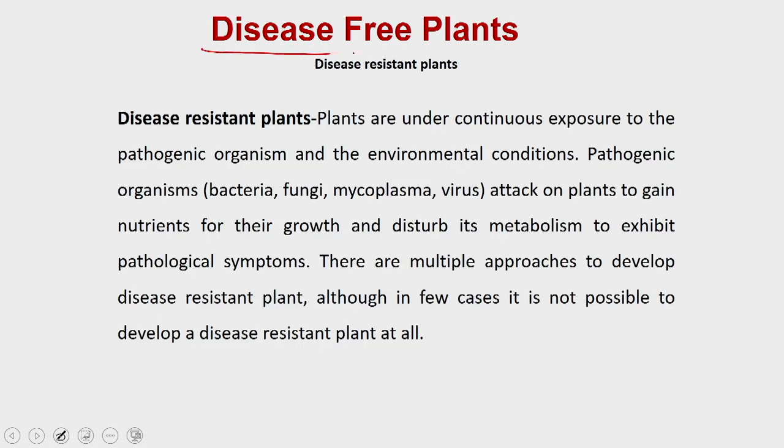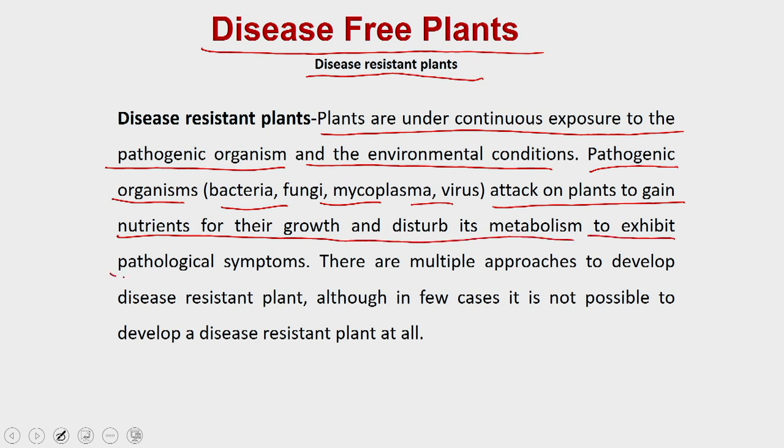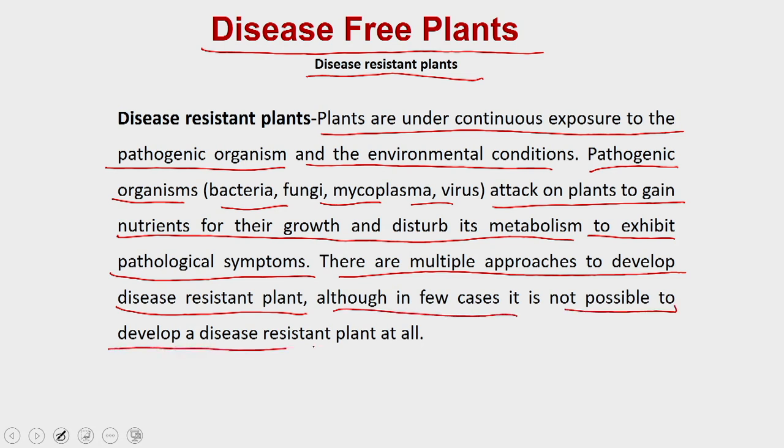The other aspect is that you want plants which are disease free, so in that case you have to generate disease resistant plants. In one of the approaches people tried in the beginning, plants are under continuous exposure to pathogenic organisms and environmental conditions. Pathogenic organisms such as bacteria, fungi, mycoplasma and viruses attack the plant to gain nutrients for their growth and disturb its metabolism to exhibit pathological symptoms. There are multiple approaches to develop disease resistant plants, although in a few cases it is not possible to develop a disease resistant plant at all.